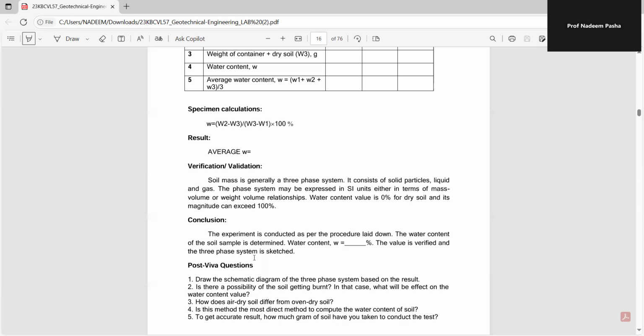So the experiment is conducted as per the procedure laid down. The water content of the soil sample is determined. Water content is equal to w percentage. The value is verified and a three-phase system is sketched.